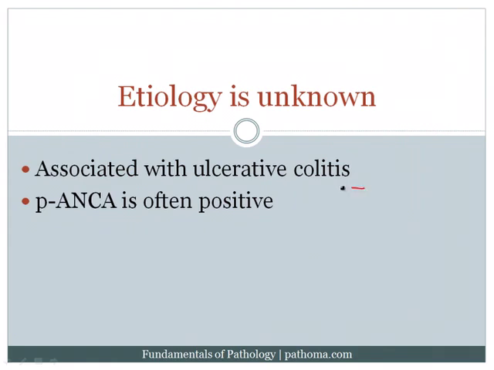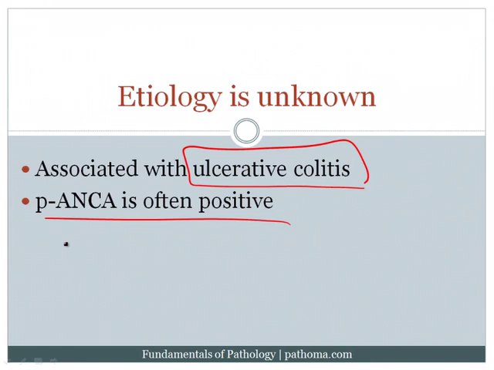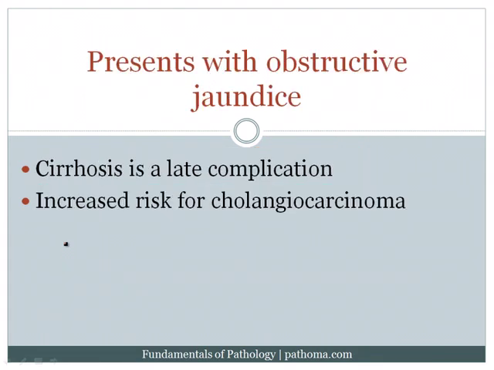The etiology of this disorder is unknown, but it's very high yield to note, especially for board exams, that it's associated with ulcerative colitis, and also that the P-ANCA can be positive. But you're well aware of the fact that patients with ulcerative colitis can also have a P-ANCA, so that shouldn't be too hard to remember. Patients classically present with obstructive jaundice, and again, that's because they're blocking the bile duct, and so they're going to get the classic signs and symptoms that we've discussed previously. Cirrhosis is a late complication, and there's an increased risk for cholangiocarcinoma, which is cancer of the bile ducts.